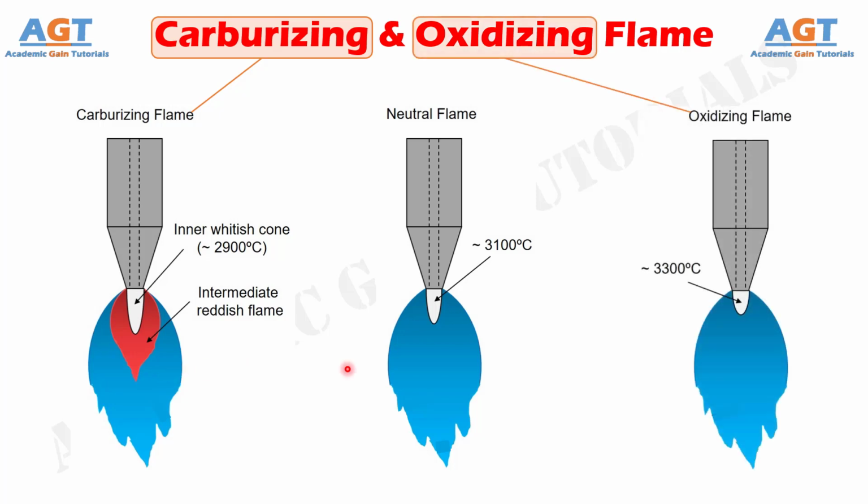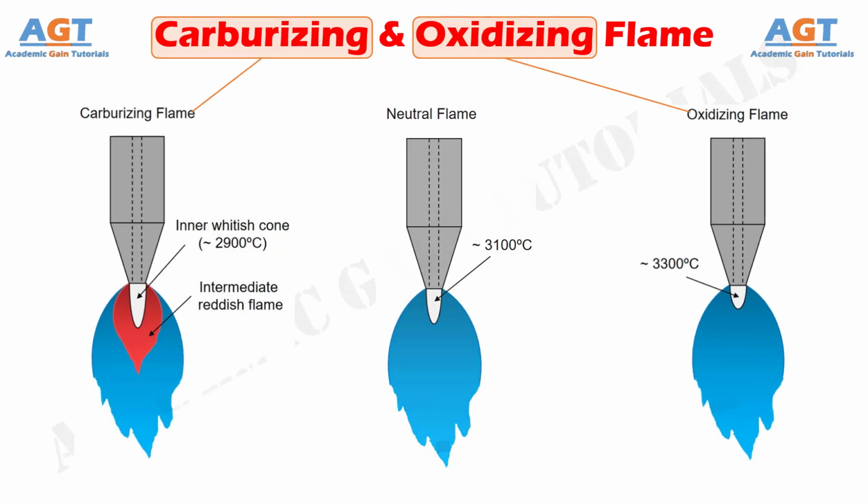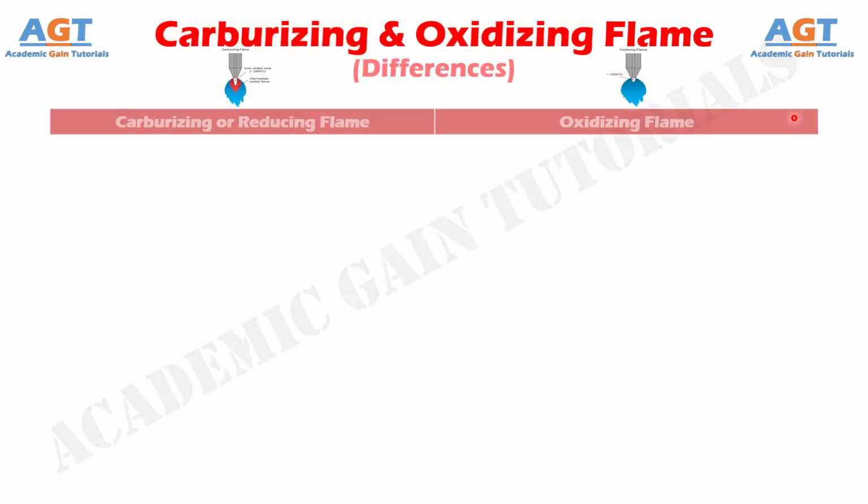On the other hand, if more oxygen is supplied than that is required stoichiometrically, then certain amount of oxygen will remain left even after complete combustion of entire acetylene. The resulting flame is called oxidizing flame. So, let's look into the basic differences between carburizing or reducing flame and oxidizing flame in a tabular form.